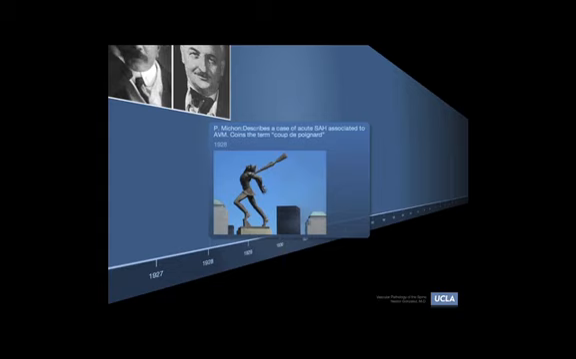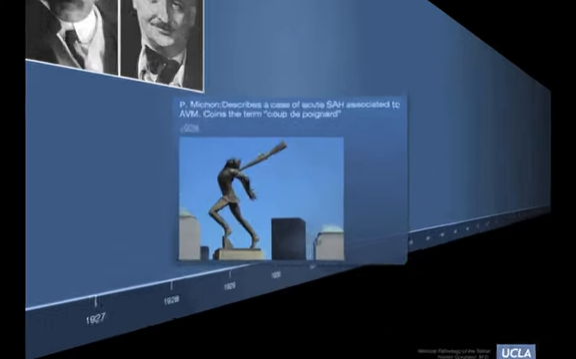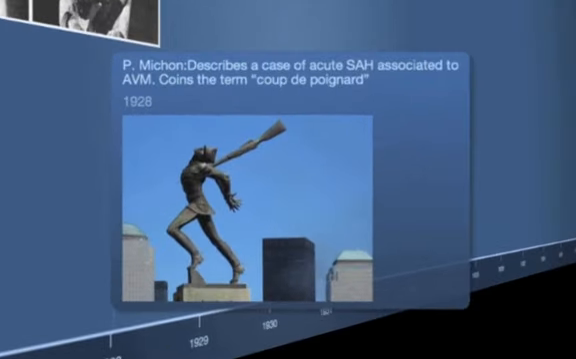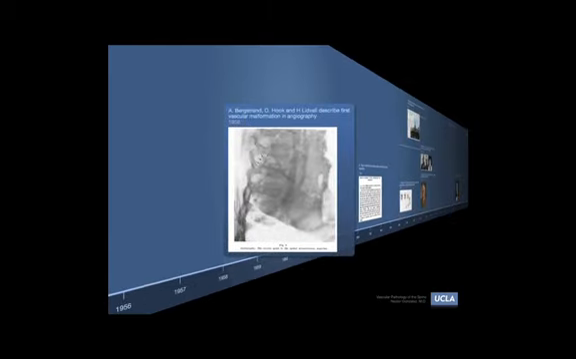Some of the most important advancements in the angiographic understanding and the anatomical understanding of the vascular pathology of the spinal cord happened in France, and Pierre Michon described a case of acute subarachnoid hemorrhage associated with an AVM in the spinal cord, and he coined the term coup de poignard, that basically means the stab in the back. That is the typical presentation of a patient with an arteriovenous malformation. This sudden onset of pain, they actually almost always say the same, is the feeling of being stabbed in the back. And this is important because, as we see, these lesions become more and more complex.